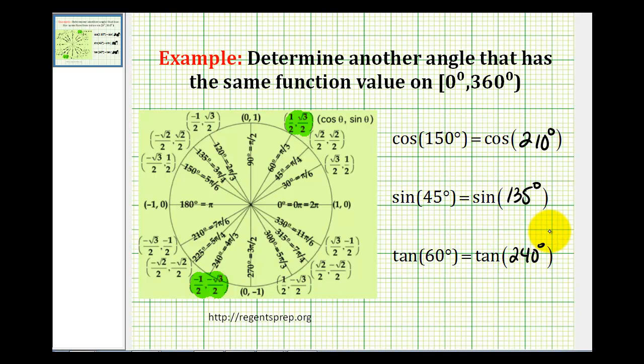So we can use the unit circle to determine which angles would have the same function values.